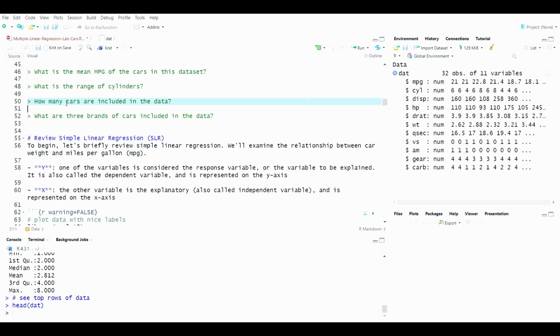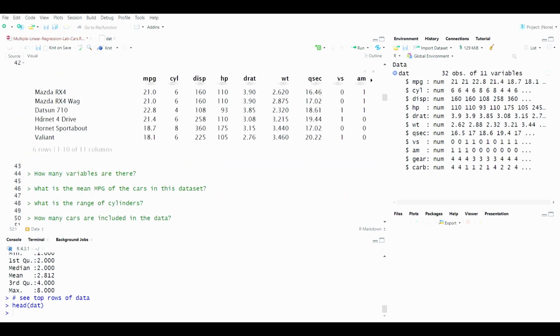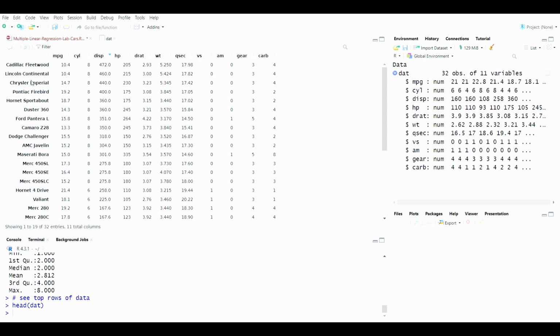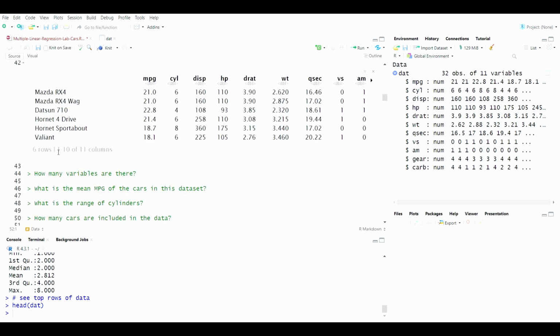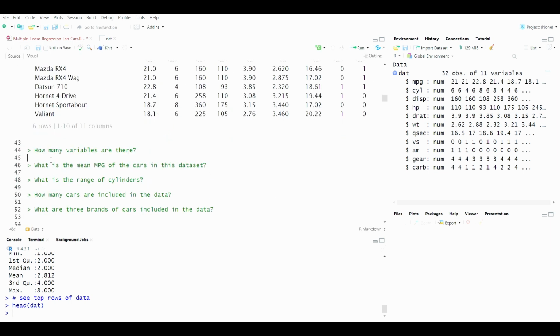How many cars are included in the data? Well, how many observations are there? Hint over here. What are 3 brands of cars included in the data? Again, look at the head of the data, and you can see, just choose any 3 brands. Be sure to answer the questions in complete sentences for full credit.